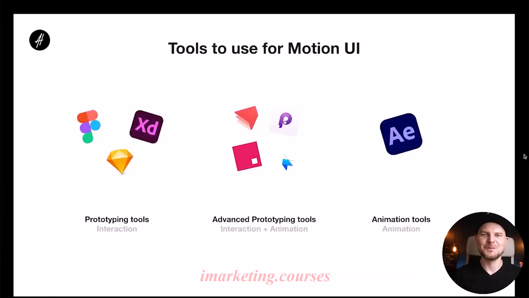Let's talk about tools now, because it's important to understand what tool we're gonna use for something. And there are 3 main categories of UX, UI, motion, UI design tools. Prototyping tools, I call them also interaction tools. Advanced prototyping tools that combine interaction and animation tools like After Effects that provides only animation. Prototyping tools like Figma, Sketch, or Adobe XD, they are very powerful if you know how to use them. After this masterclass, you will know how to use them as powerful tools for prototyping.